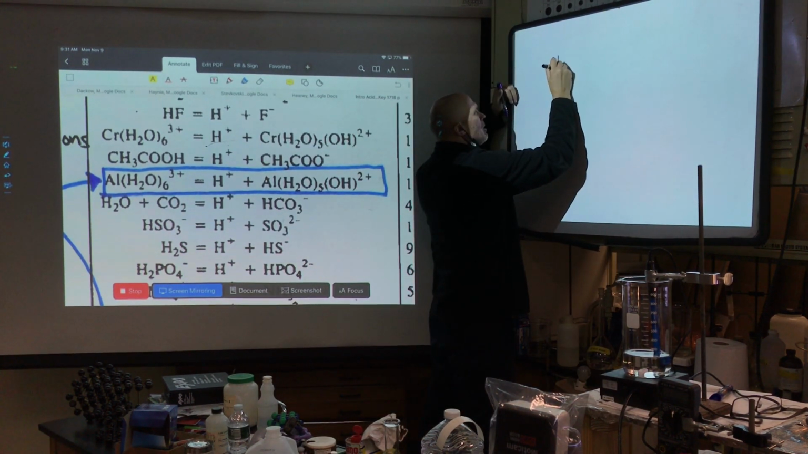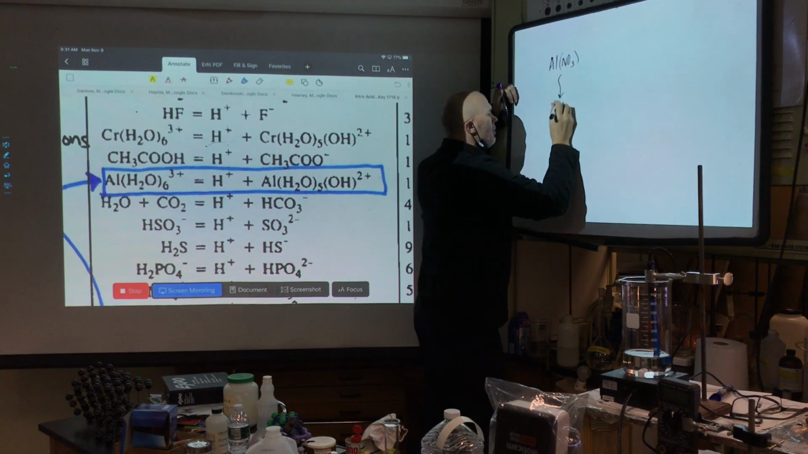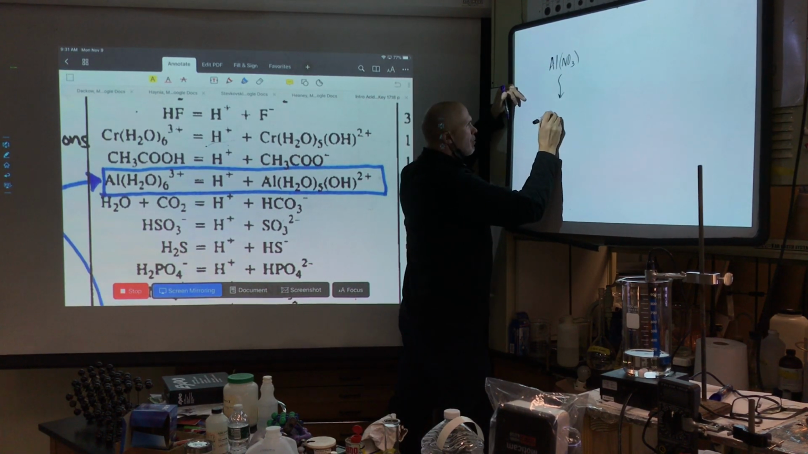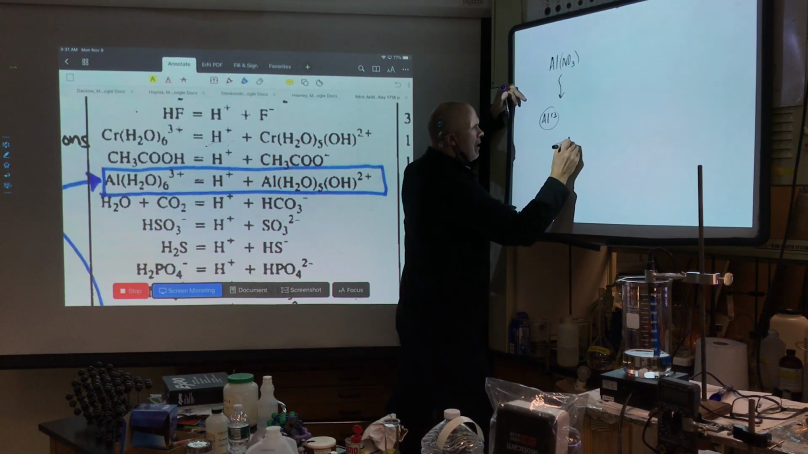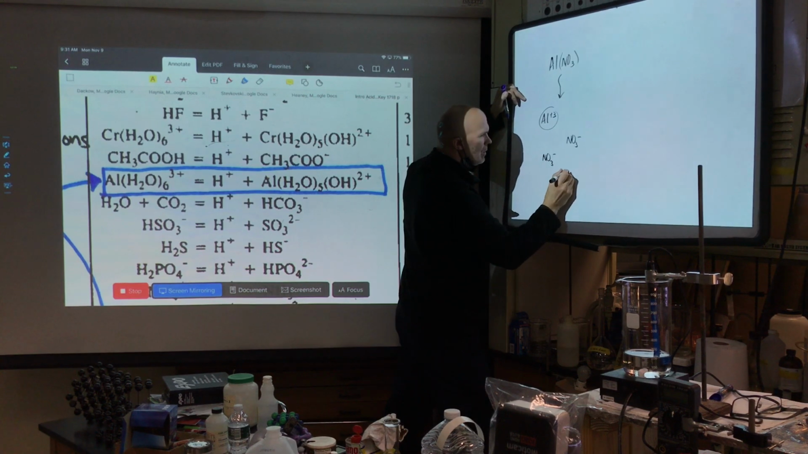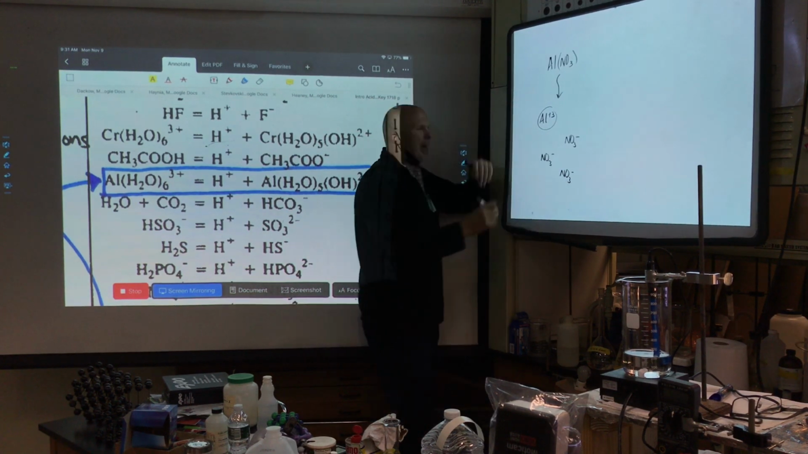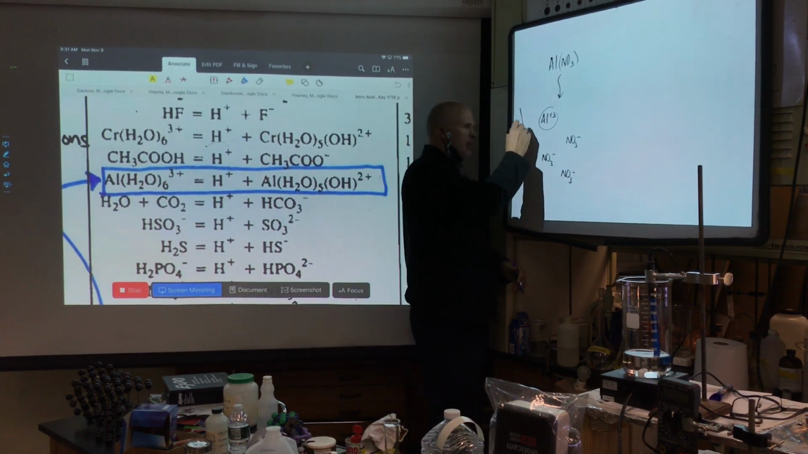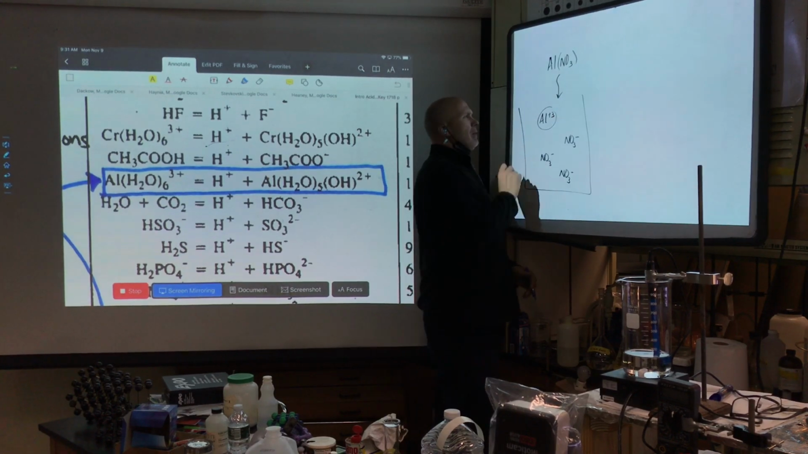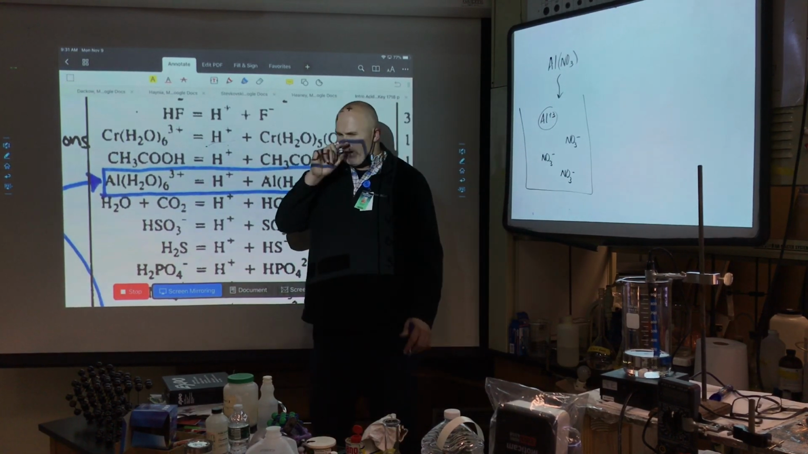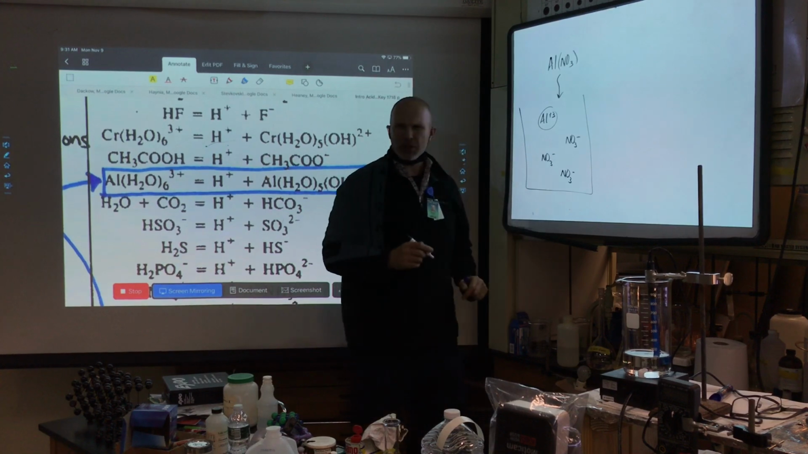Let's say I have aluminum nitrate. I drop it in water, it becomes aluminum +3, and we have the nitrate ions. We all know the nitrate ions do not ionize, do not pull back water. They're spectators for the most part. And I have aluminum +3. Now, how did aluminum eventually become +3?